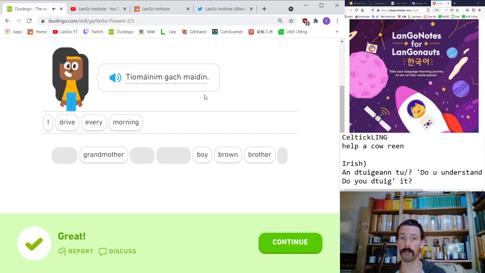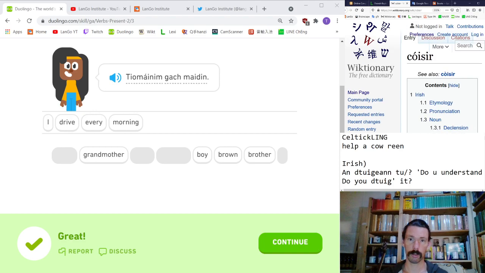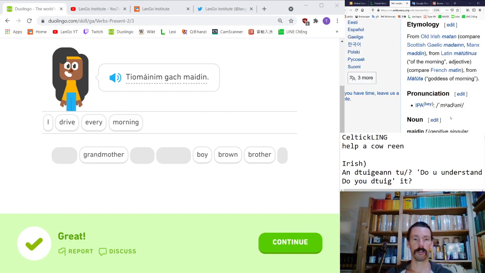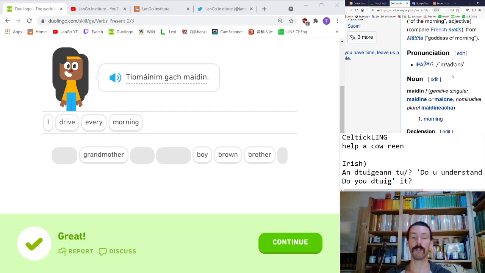Maidin, is that from Latin or is it Celtic? I've looked this up, but I can't remember. Scottish Gaelic madainn makes Maidin from Latin matutinus, of the morning, matin, from Matuta, goddess of morning. So in a lot of cases, Irish shows a D reflecting a Latin T. Also eadar, meaning between.